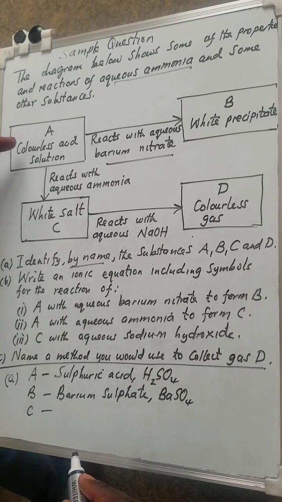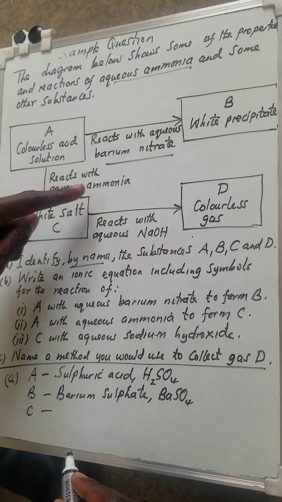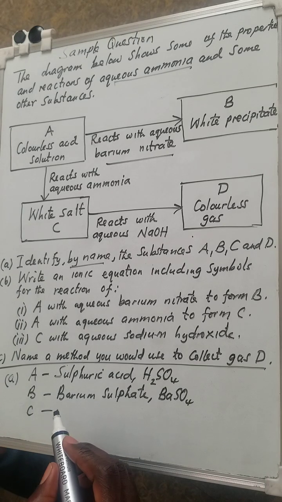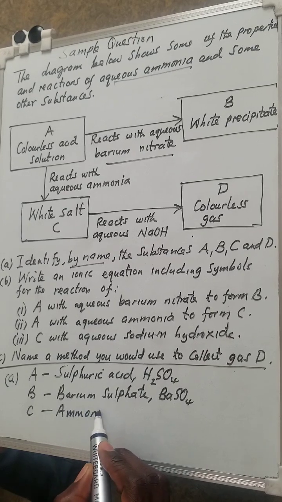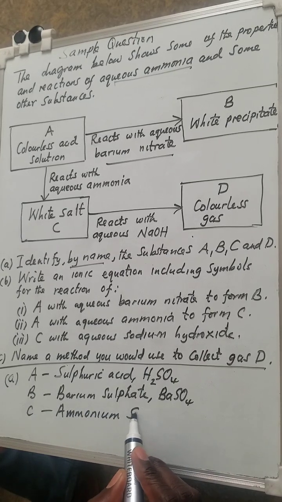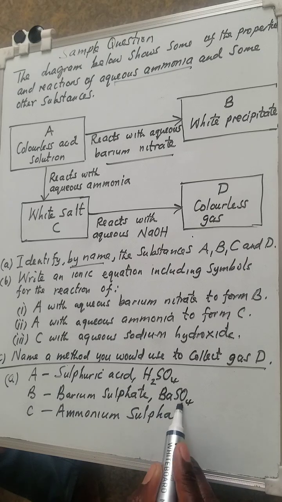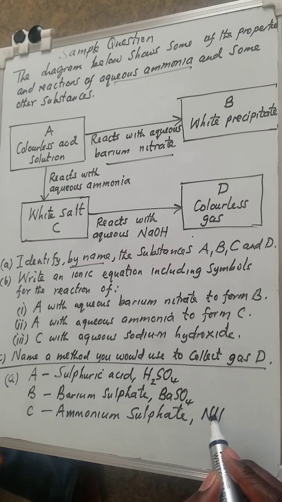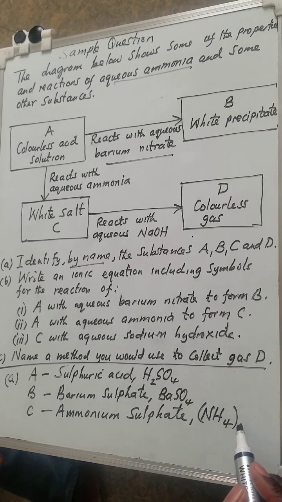Then C, when that sulfuric acid reacts with aqueous ammonia. Remember what we said, when an acid, the sulfuric acid, reacts with aqueous ammonia, it is going to produce what we are calling ammonium sulfate. So ammonium sulfate is what is going to be produced.